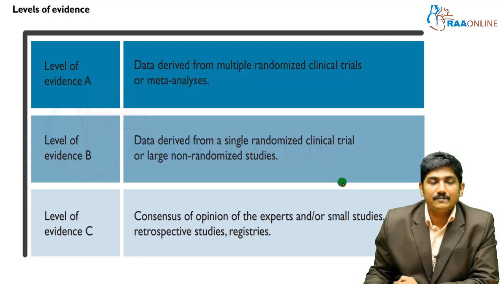Level of evidence: when you say level of evidence is A, that is data derived from multiple RCTs, randomized clinical trials, or a meta-analysis, which has a very strong level of evidence. Level of evidence B is data derived from a single randomized clinical trial or large non-randomized studies. It's a moderate level of evidence. Level of evidence C is a consensus from the opinion of experts, or small studies, or retrospective studies, or some registry analysis. So, a weak evidence, okay.